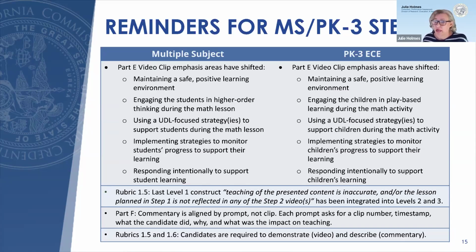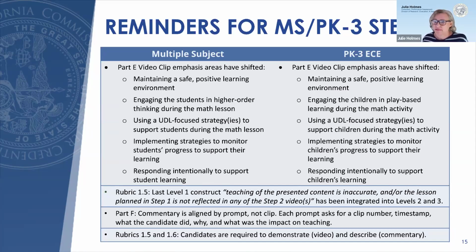Now, the last rubric in 1.5, the last level 1 construct, this also has been integrated across levels 2 and 3. I will point that out when we get there. But this was an automatic level 1 if the teaching of the presented content was inaccurate, and or the lesson that they planned in step 1 is not reflected in any of the step 2 videos. And yes, we have seen that. They planned something and then we're seeing something totally different in step 2. So that used to be an automatic level 1, but we've integrated it across 2 and 3.